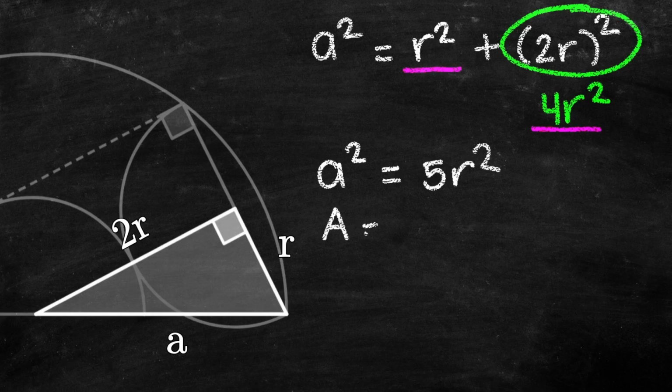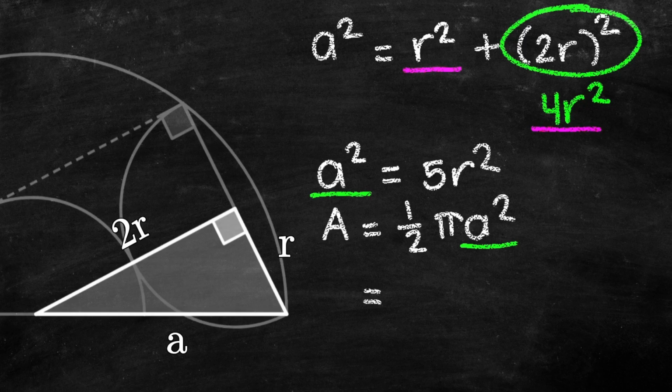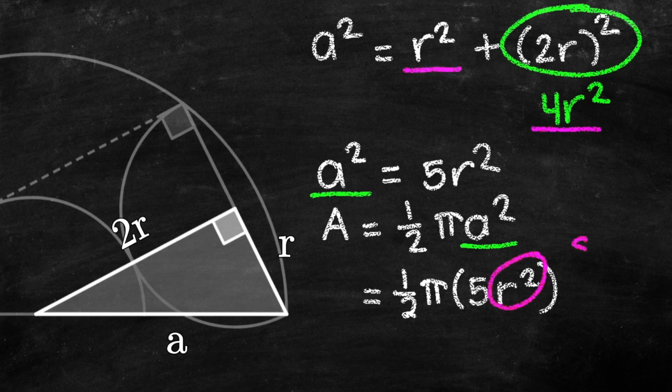The area of a semicircle is 1/2 pi times radius squared. Note that the radius of the large semicircle is a. Substitute a squared equals 5r squared into the equation. From earlier calculations, we have obtained r squared equals 8/pi. Simplify the expression and you get the area, which is 20 square units.